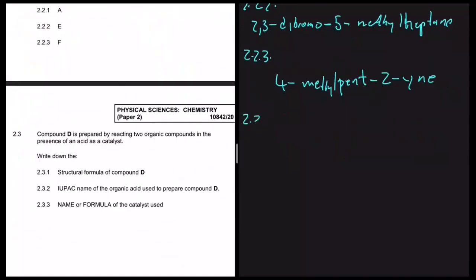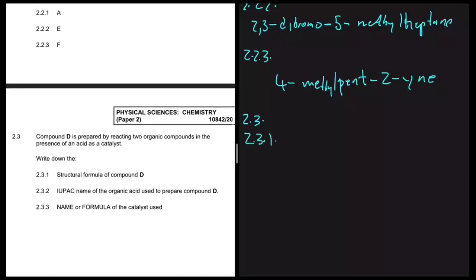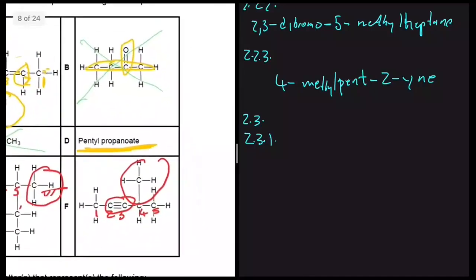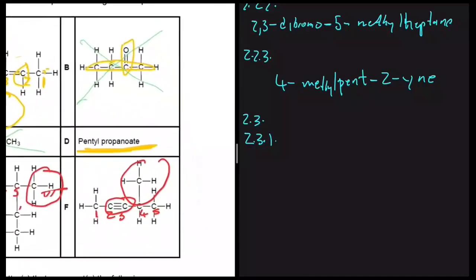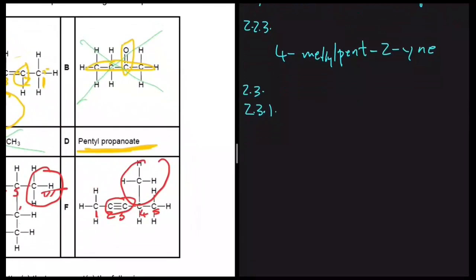Now let's do 2.3. So 2.3 says that compound D is prepared by reacting 2 organic compounds in the presence of an acid as a catalyst. And then 2.3.1, let's write down the structural formula of compound D. So let's go and look at compound D. So compound D is pentyl propanoate, right? We know that if it ends with propanoate, it's an ester, right? One thing about an ester, the first part of the name is the alcohol and the last part of the name is the acid.